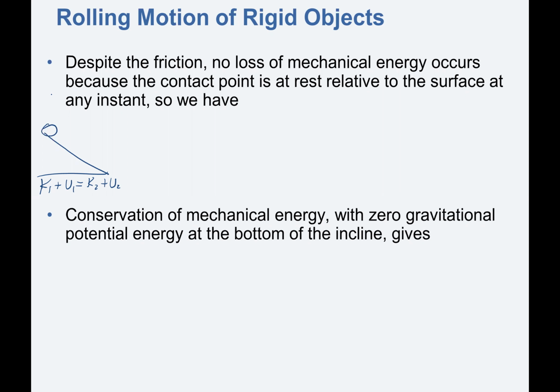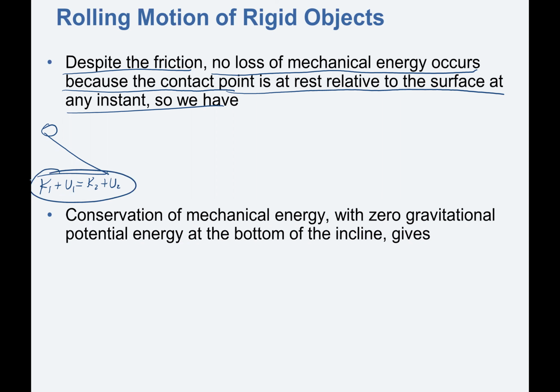There is going to be a rolling. Well, you need friction. You can see right here that despite the friction, no loss of mechanical energy occurs because the contact point is at rest relative to the surface at any instant. That means, can I still use this equation, conservation of mechanical energy, even if there is friction? Yes, if your object is rolling.